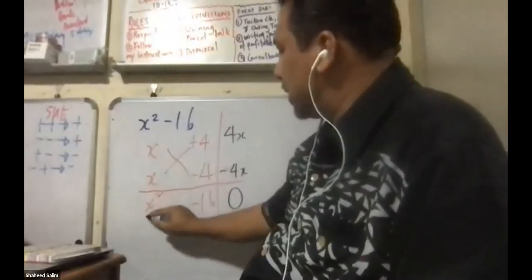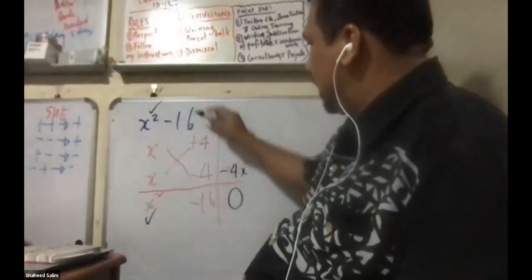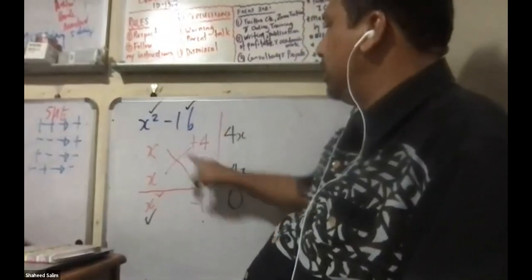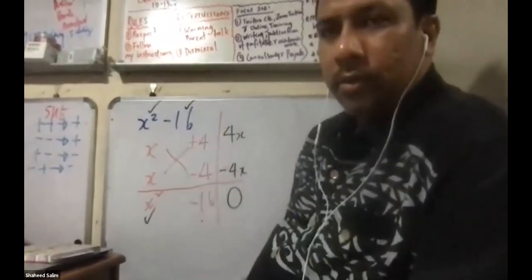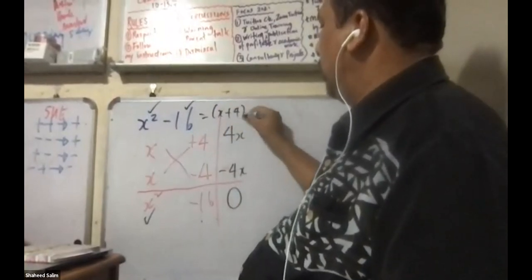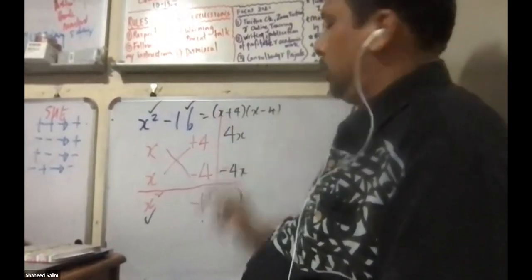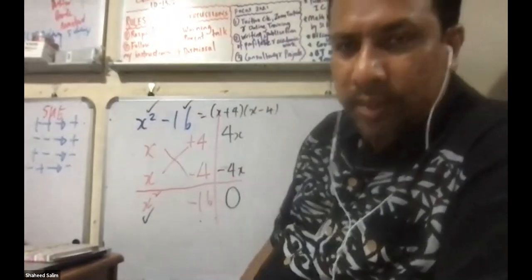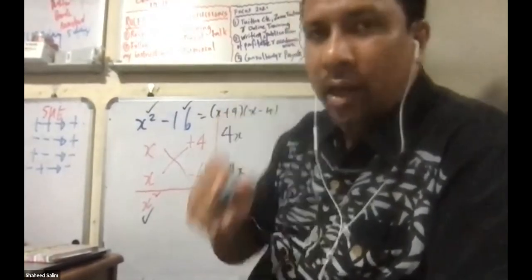You see, x squared is here. Minus 16 is here. Good. Center term is 0. Good. So this is your factorized version: x plus 4, x minus 4. You can see now. We try another one.